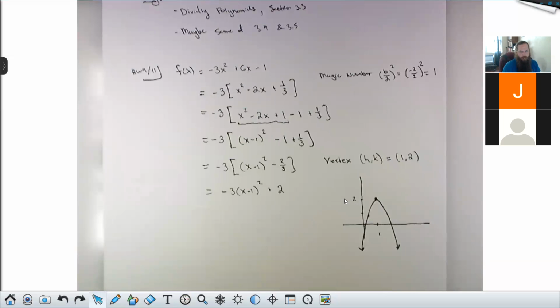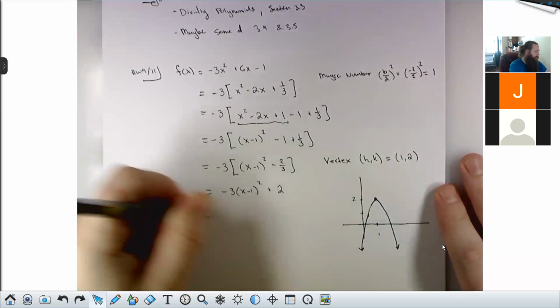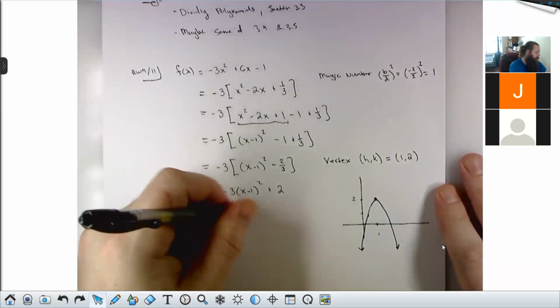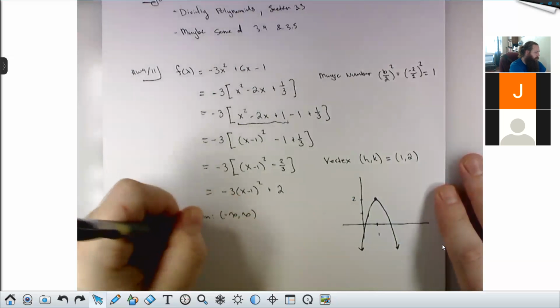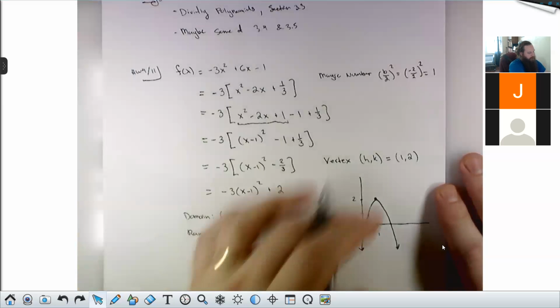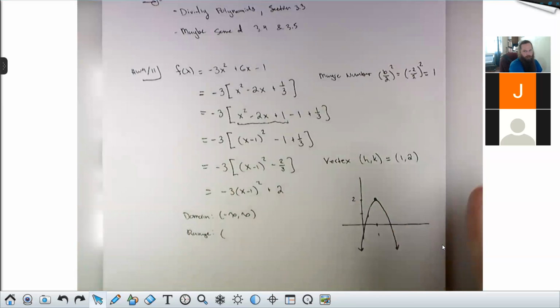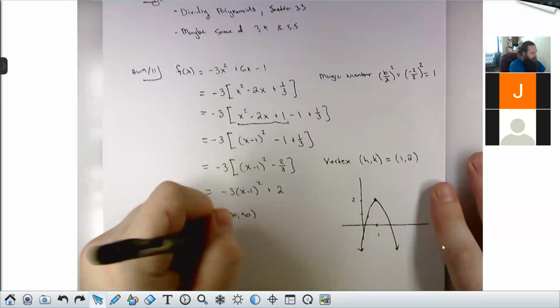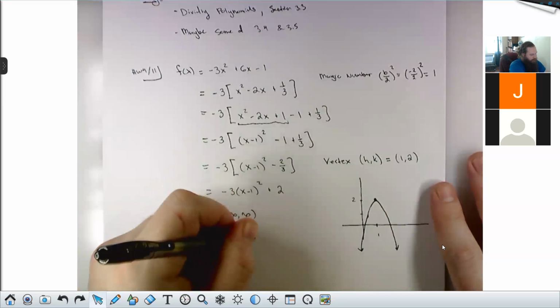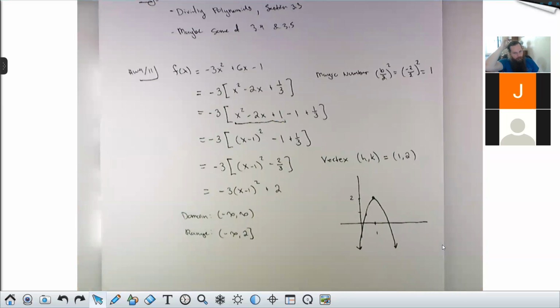So here's our graph. We can state the domain and range. This being a polynomial, the domain of all polynomials is negative infinity to infinity. The range, we do need the graph for that, is the set of all the y values. So same game we've done in the beginning of the semester. If you smoosh the graph onto the y-axis, you see the range is negative infinity up to and including 2. I think that's most of the stuff we wanted here, right?